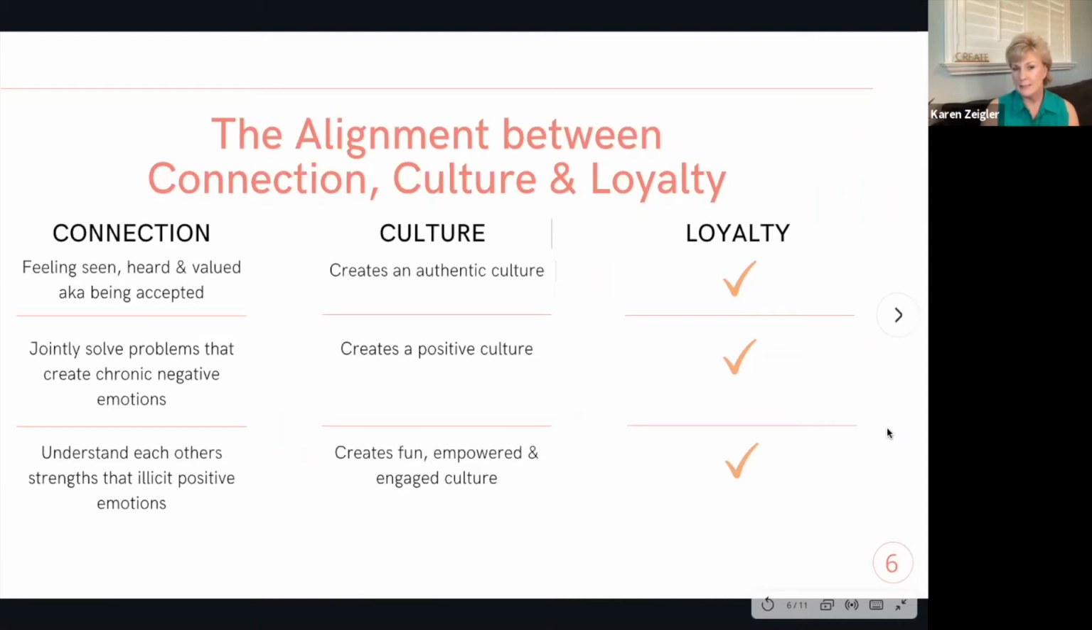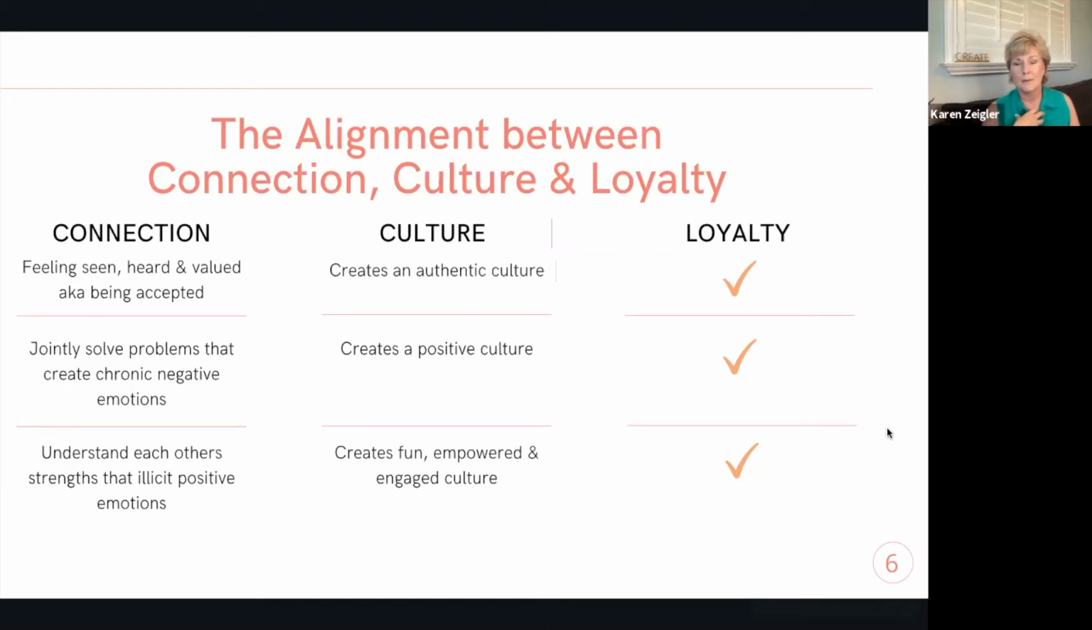And I just broke these down. You actually could probably on your own list some other things that occur when you are connected to someone. But I just broke down Brene's quote so that you could see how that plays out. So if you are connecting with someone and they are feeling seen and heard and valued, AKA they are being accepted for the person they are, then that is creating an authentic culture, right?